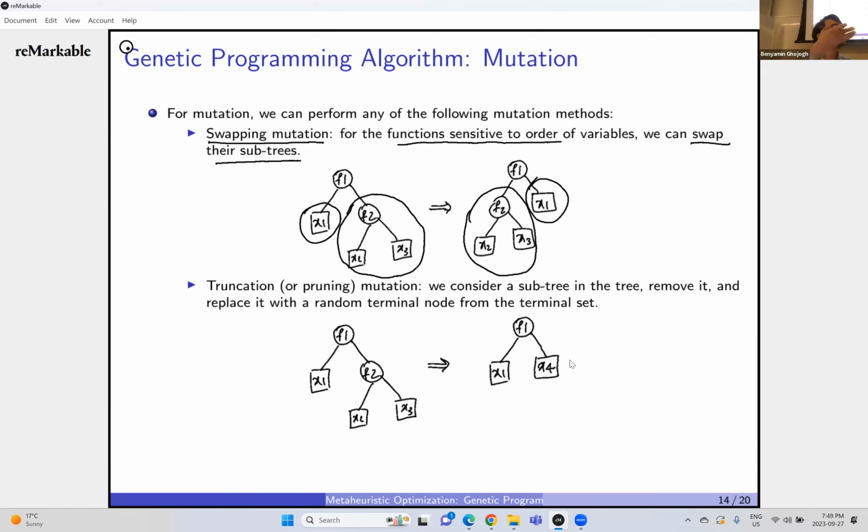Basically, if, for example, F1 was division here, this mutation is taking the reciprocal of the fraction, right? We can have truncation or pruning mutation. What do I mean? We consider a subtree in the tree, we remove it, and we replace it with a random terminal node from the terminal set. This is pruning, right? We prune the tree, exactly how we do it in gardening. Okay, so we took this and replaced it with x4.